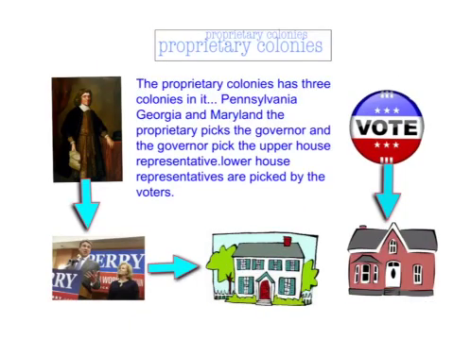The proprietary colonies. The proprietary colonies have 3 colonies in them: Pennsylvania, Georgia, and Maryland. And in the proprietary colonies, the proprietary would pick the governor, and of course, like the other colony, the governor would pick the upper house representative, and the voters would pick the lower house representative.